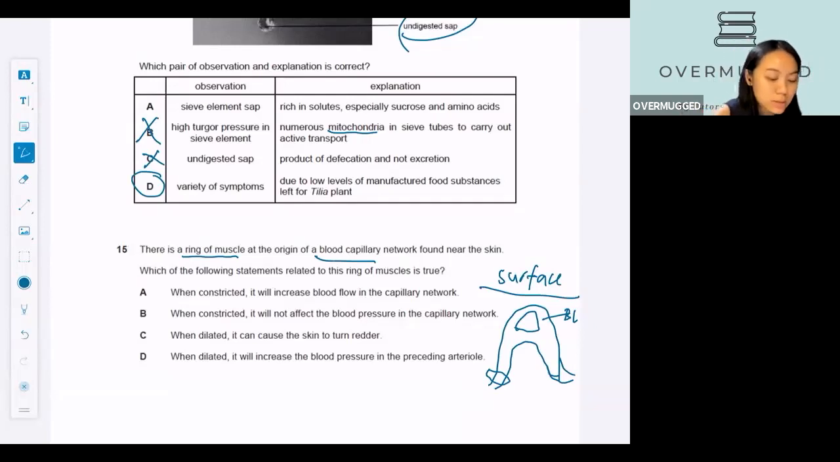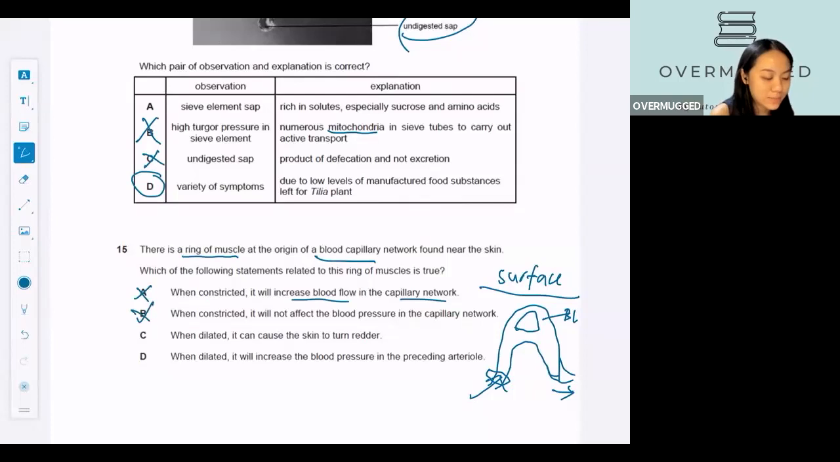So in this ring of muscle, if it constricts, what will happen? The blood flows like this. If it constricts, it means less blood flows to the blood capillaries. So this is definitely wrong. And then it will not affect the blood pressure, cannot be right, because it affects the blood flow, so it will affect the blood pressure.